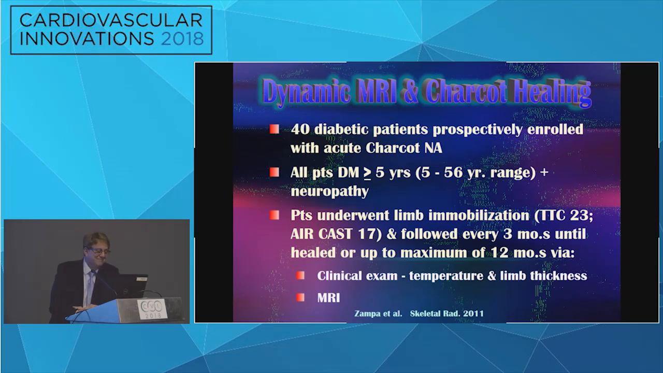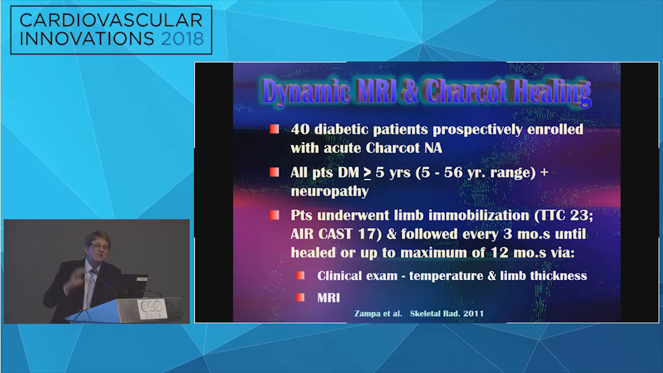But anyway, so they looked at 40 diabetics prospectively with acute Charcot neuropathy. And all patients underwent limb immobilization, as you see here. They were followed every 3 months to a maximum of 1 year. Clinical exams and MRI were performed.